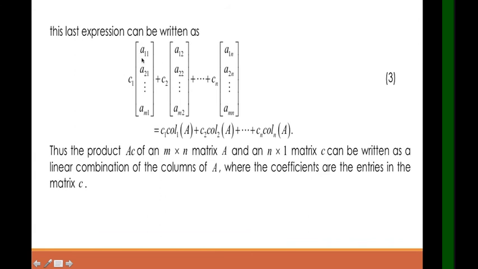C sub 1 times A sub 11, plus C sub 2, and so on. You can write it like that. It is similar to the distributive property. It is equal to C sub 1 times column 1 of A plus C sub 2 times column 2 of A plus ellipses plus C sub n times column n of A.